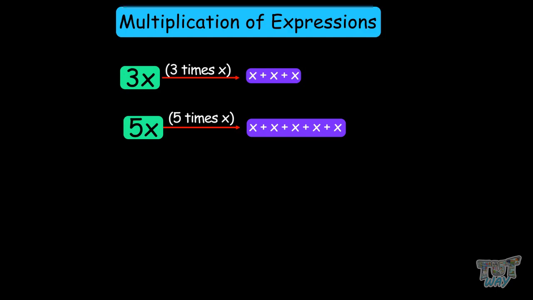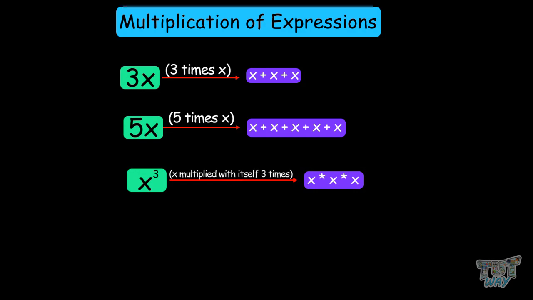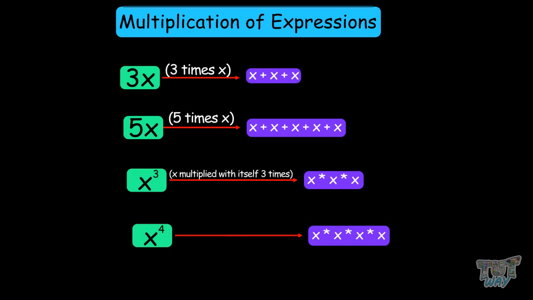Now, what if we have x to the power of 3? This is x times x times x. X is multiplied 3 times. Now, x to the power of 4. This is x multiplied with itself 4 times.